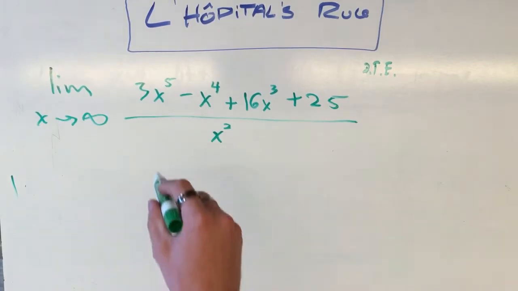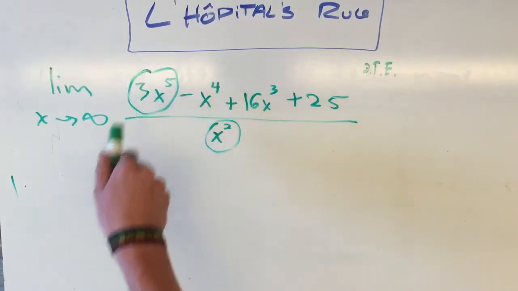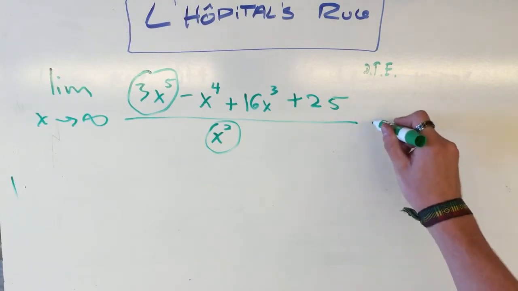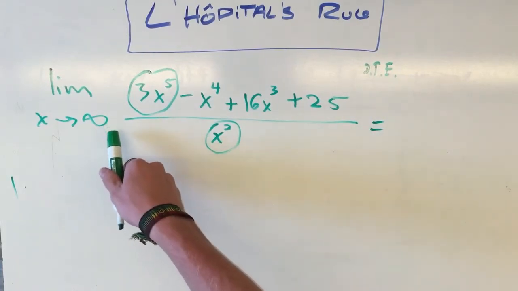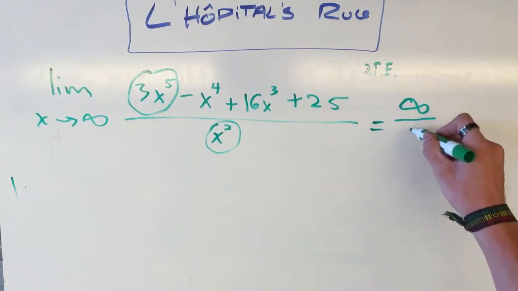So to show you how that is, instead of talking about it, it's just this piece and this piece, because that's the highest power on the top and the highest power on the bottom. Now note this only works while you're approaching infinity. This is already stuff you should know though. Let's plug in infinity, and you get a big infinity over another infinity.